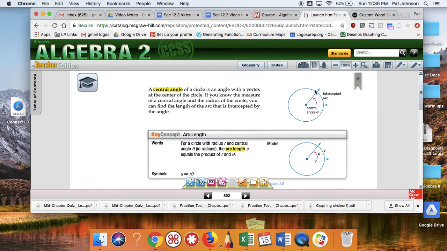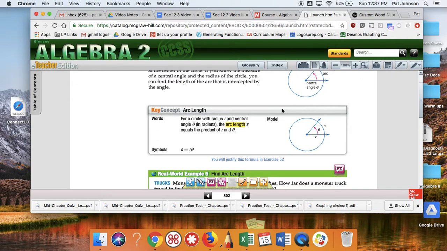So when we're talking about the length of the intercepted arc, if this is 30 degrees, we know that this arc is also 30 degrees. Remember, arcs have two measures. They have a degree measure and they have a unit length measure, which would be feet, inches, meters, kilometers, any of that. So in order to find the length, you're going to take the radius times the central angle, and the central angle must be in radians. It cannot be in degrees.